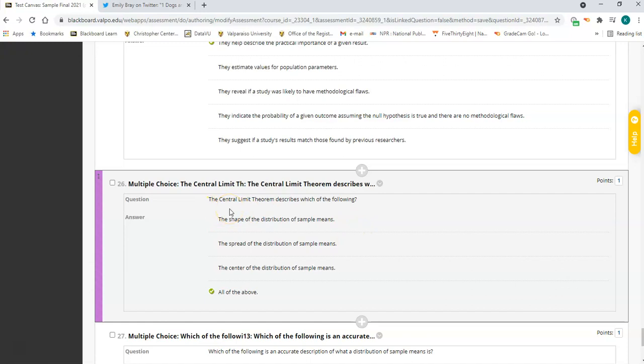What does the central limit theorem describe of the following? Well, it does all of them. Again, remember what the central limit theorem is. It's really important because it tells you that a distribution of sample means is going to have a normal shape. And it also tells you the specific spread of the distribution of sample means, which is the standard error of the mean, standard deviation divided by the square root of n for a single sample t. And then it also tells you the center of the distribution of sample means. All of these things can be derived from the central limit theorem. So that's the correct answer there.